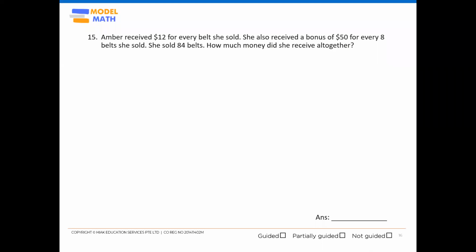Okay, so Amber received $12 for every belt she sold. She also received a bonus of $50 for every 8 belts she sold. And she sold 84 belts altogether. How much money did she receive altogether?